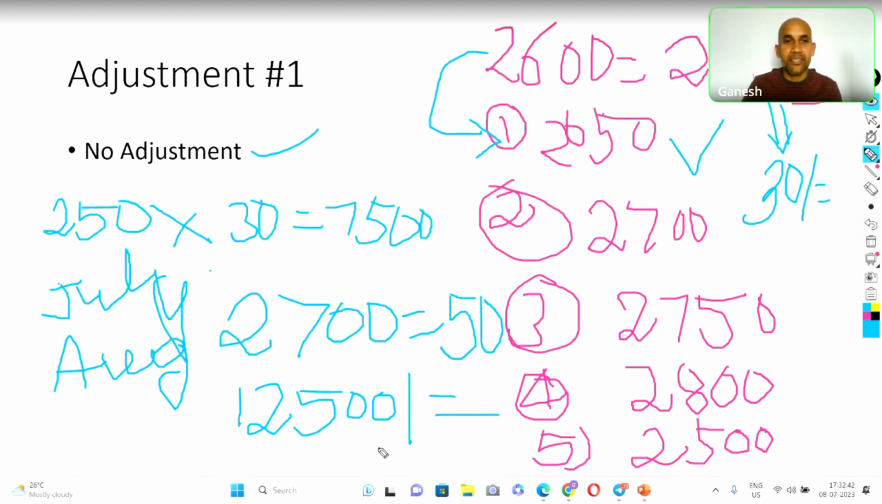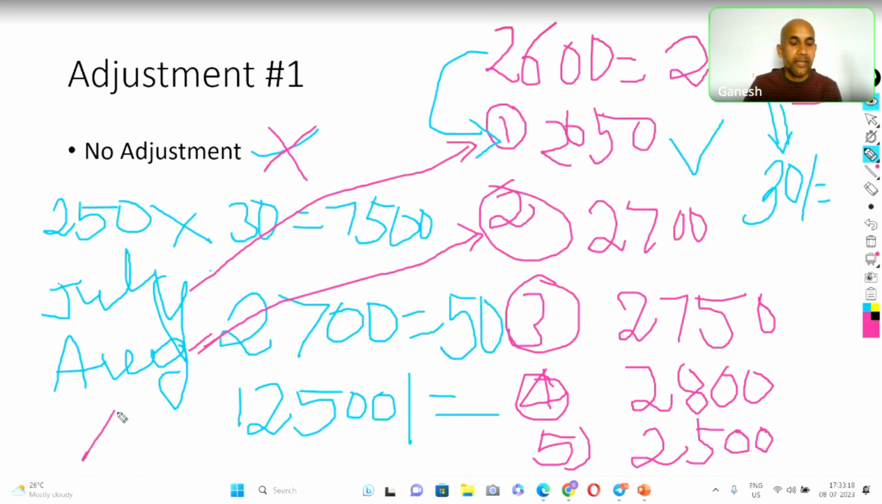Then what happens in August? July was scenario 1, over. Now August is scenario number 2. At the time of expiry, Reliance Industries closed at 2,700. So do you need any adjustment? No. Here also no adjustment. This stock has closed at 2,700. That is called ATM, at the money. Closed at the money, you don't need any adjustment. Just pocket the entire premium and forget it.